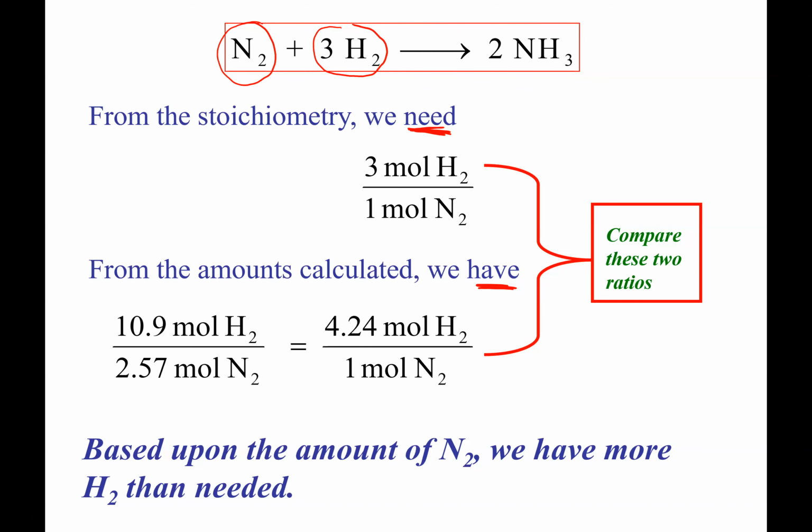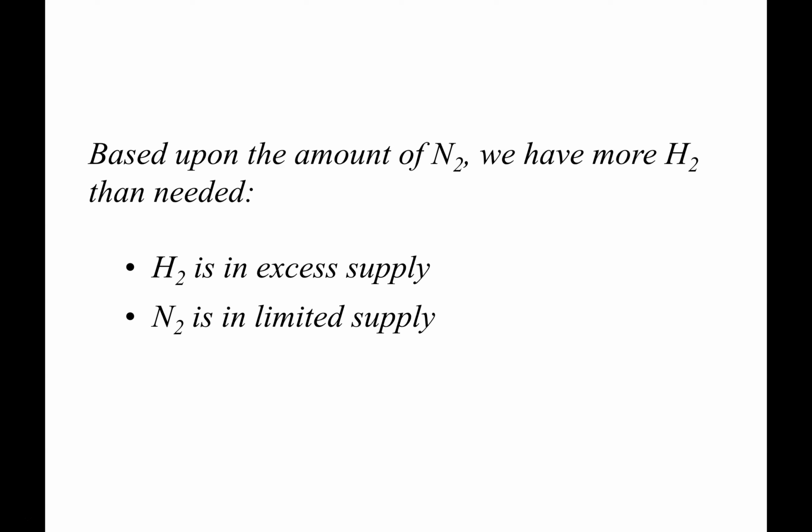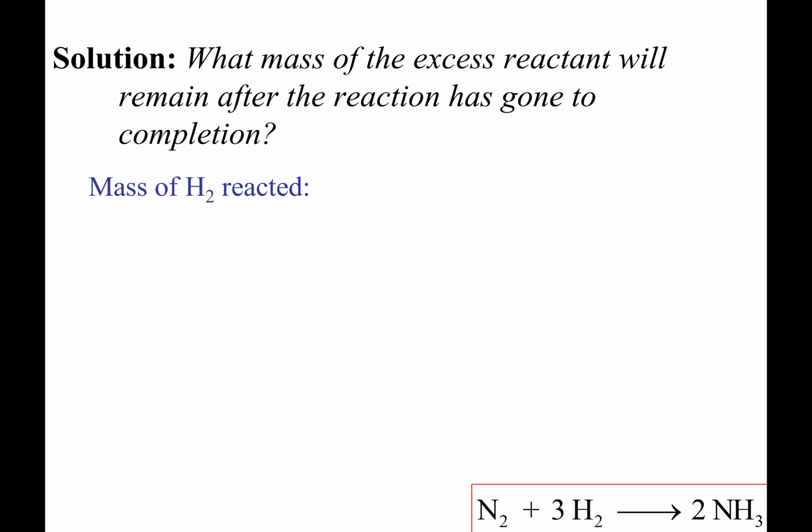Yay! Okay, now let's see what we got. Yep, based upon those two ratios, we have more H2 than we need, so N2 is in limited supply. And so on your test, it depends on what kind of mood I'm in, but I will definitely be looking for you to identify the correct limiting reactant, the reactant that is in limited supply. And I will also be looking for some gobbledygook of how you got there. Okay? So we still have a few questions to answer.